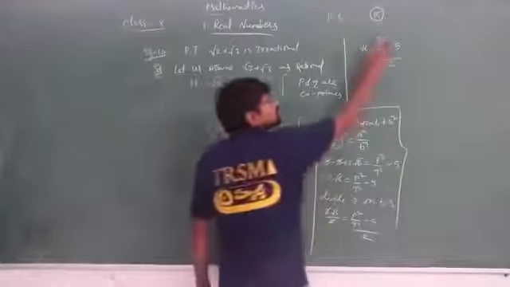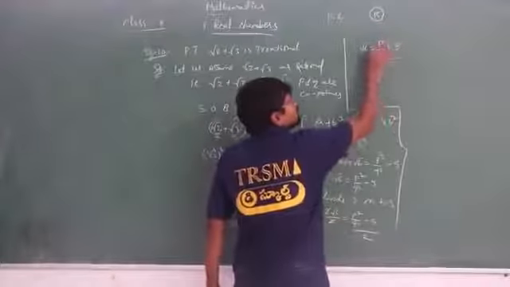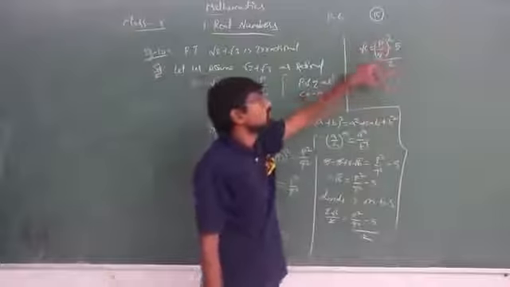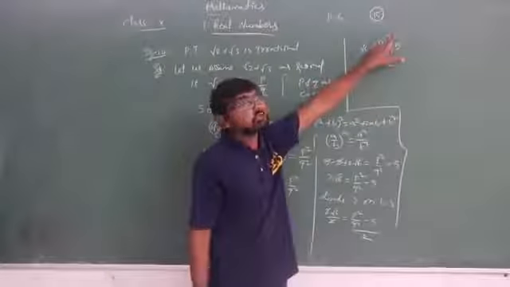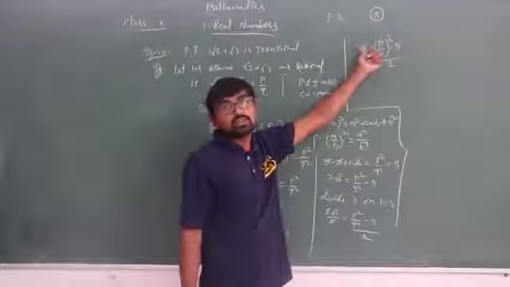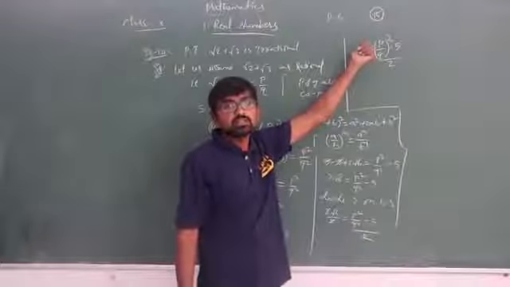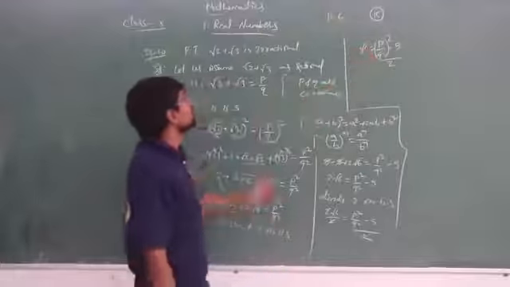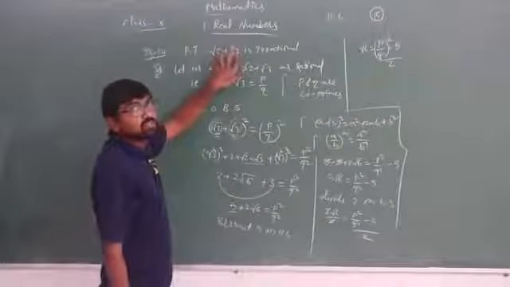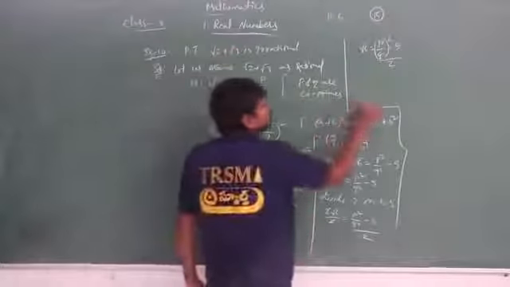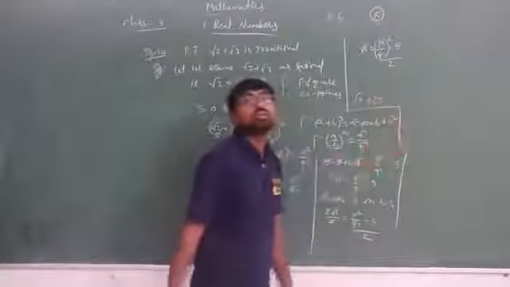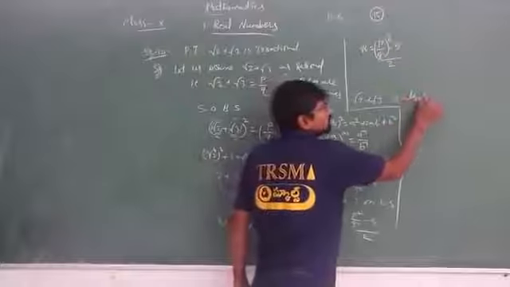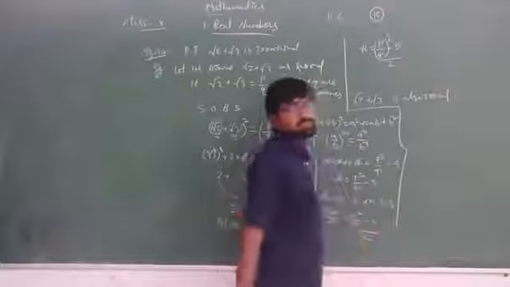Okay, so this can be converted into a whole square. As P by Q is a rational number, this whole thing is also rational. But root 6, is it rational or irrational? Root 6 is irrational. So it contradicts the fact that root 6 is irrational. Therefore, the sum of these two irrational numbers, root 2 plus root 3, is also irrational. Hope you all understood, isn't it?